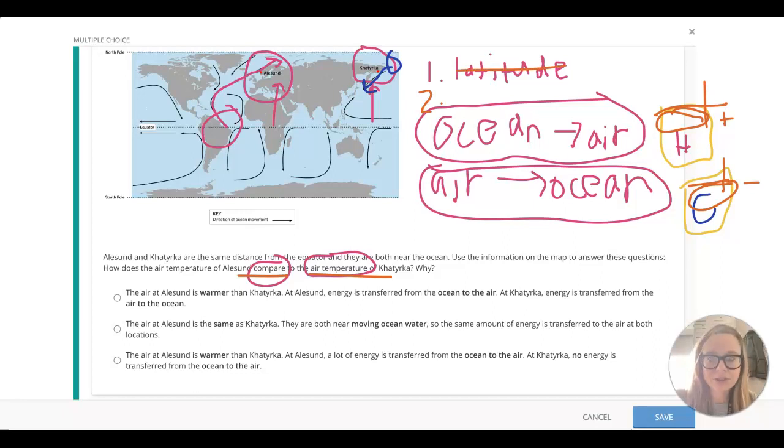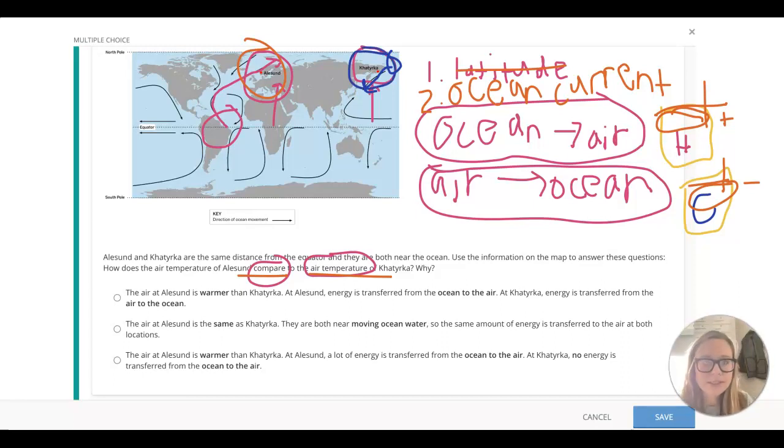And now we can look at ocean currents. And so we can look at these ocean currents and they can help us understand or compare these two locations. So based on this information, I can look at these two locations and I know that Alsand is going to be warmer and Katra is going to be cooler. So now let's go ahead and look at our answer choices.